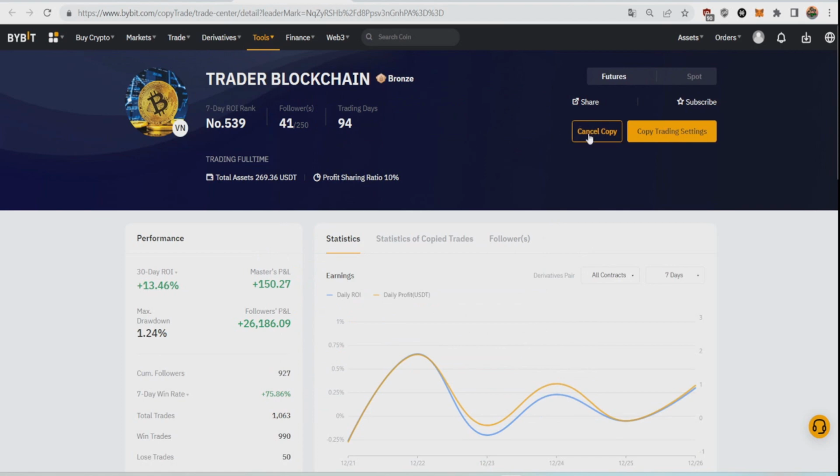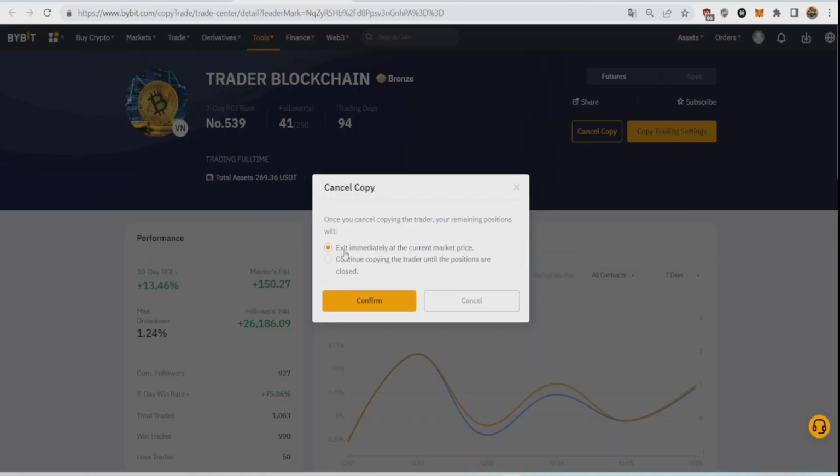Then another big question is, how do you cancel a copy? So you just click on the top left, cancel copy, and this is really important. Like, let's say you found a better trader and you don't want to trade this one anymore. Never pick exit immediately. This will just close your trade. Even if you let's say you have 5 trades minus 70%, you will lose all your money. Always choose continue copying the trade until the positions are closed.